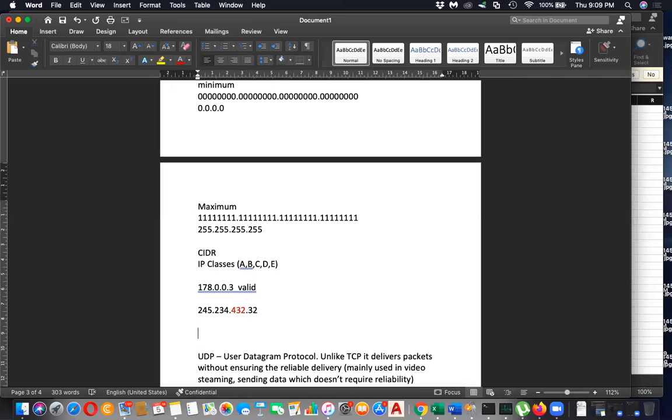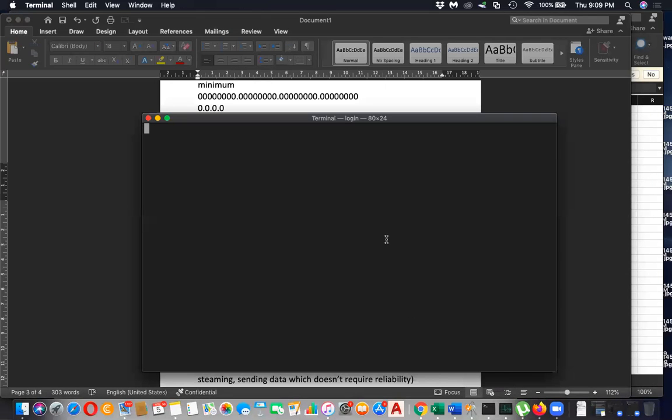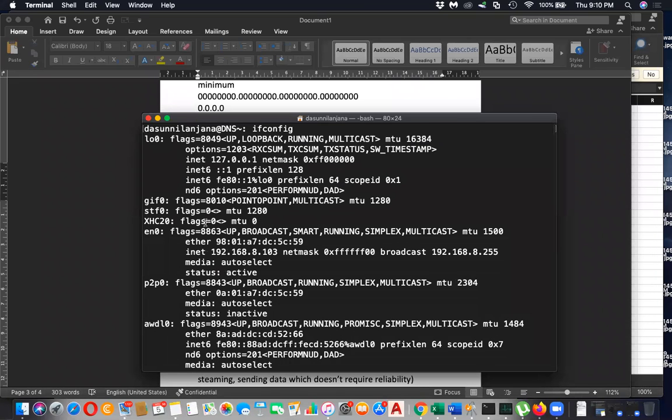How do you find the IP address of your computer? By going to the networking settings. You can go to the network properties and find it, or if it is a Linux machine or Mac, you can type the command ifconfig. If it is a Windows machine, you can type ipconfig. If it is a Linux machine, you can run ifconfig, and this is my IP: 192.168.8.103.